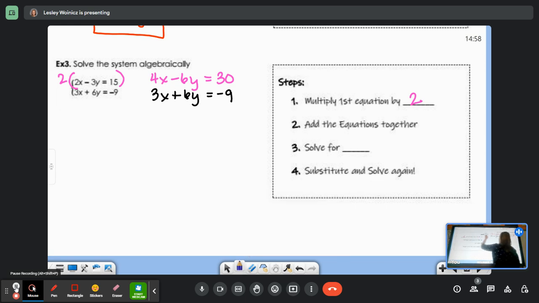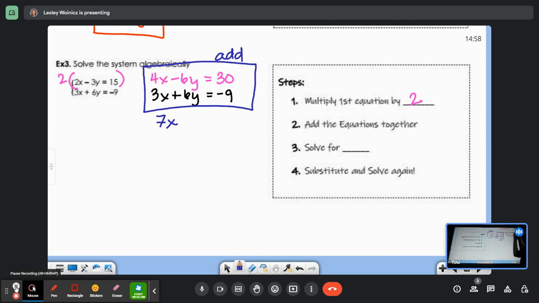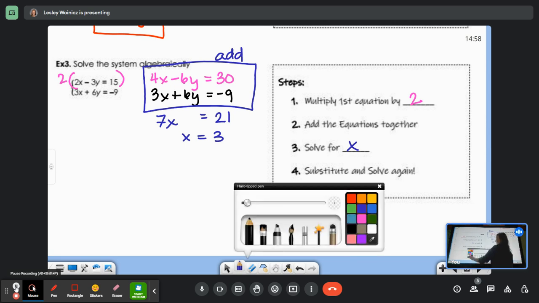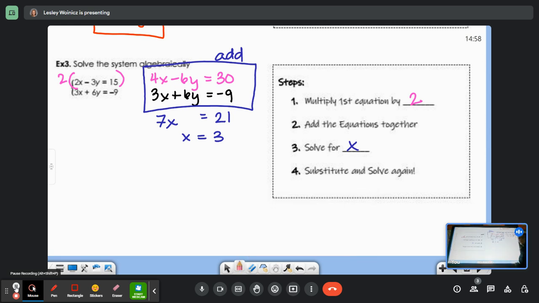Now I'm ready to add my equations together. I'm getting 7x. My y's cancel. And 30 minus 9 is 21. Can you tell in your heads what x is? Okay. Now we're ready to substitute in for x and find y.